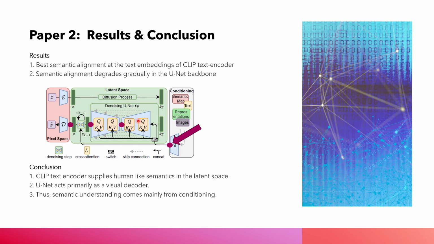The paper then concludes that the CLIP text encoder, so this part, supplies the human-like semantics of the Stable Diffusion model, and the UNet primarily acts as a visual decoder. Thus, the semantic understanding in the Stable Diffusion comes mainly from conditioning outside the latent diffusion model.